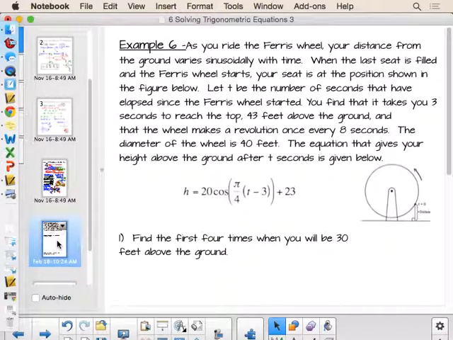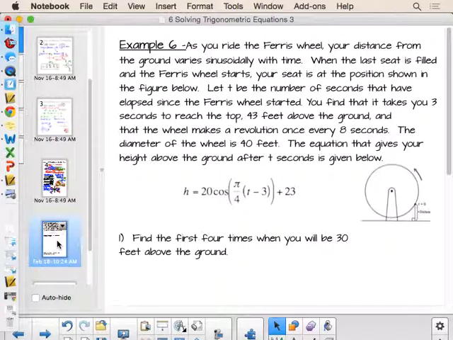Now, if you want to pause the video and try these yourself, that's great. In fact, I highly encourage it because you've already seen these problems in your homework during the modeling. So if you want to pause me, please feel free. All right, so now I'm going to go over these problems. So here's the Ferris wheel problem.